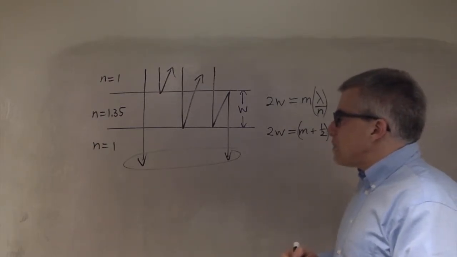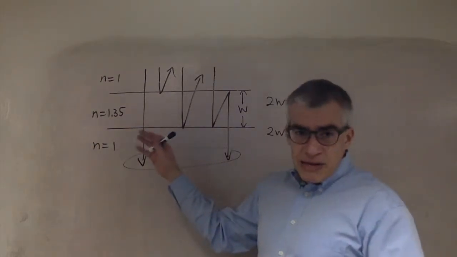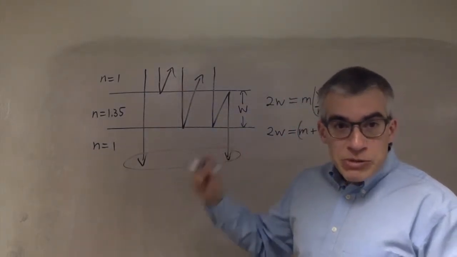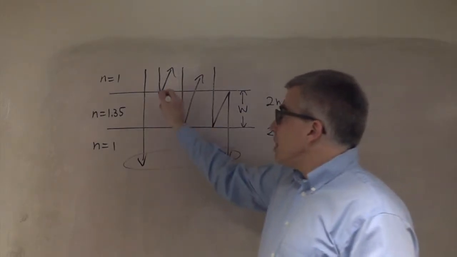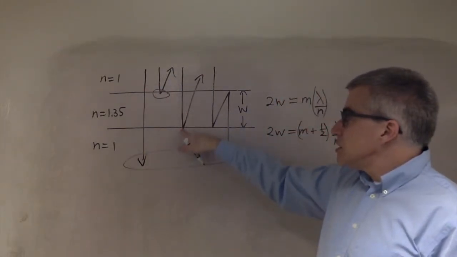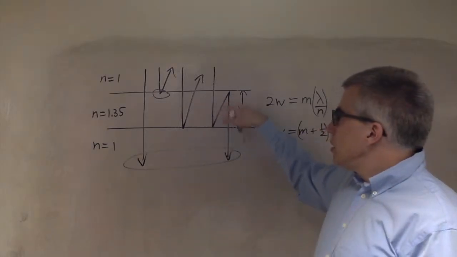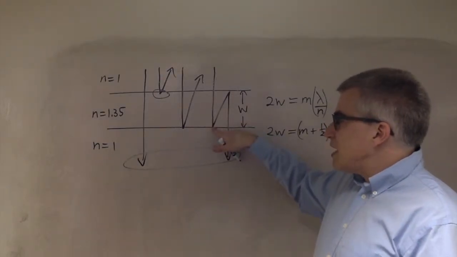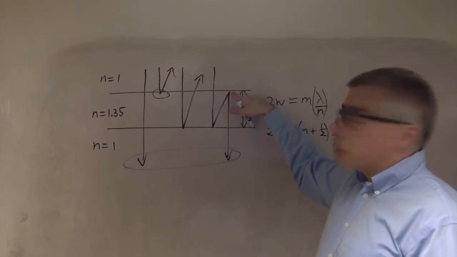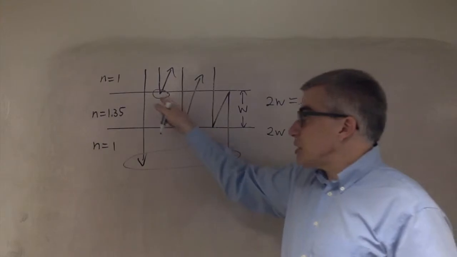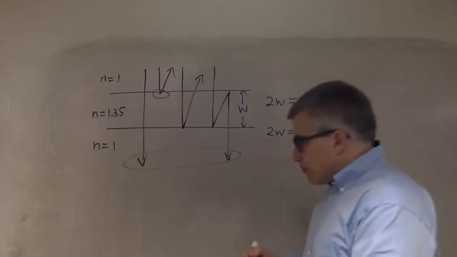So let's see what happens in all these bounces. This bounce, one bouncing off of 1.35. If you bounce off of higher, you flip. That's a flip. This is 1.35 bouncing off of 1. That's lower. We don't flip. Again, 1.35 bouncing off of 1, and 1.35 bouncing off of 1. So in this whole picture, the only phase flip is right there.